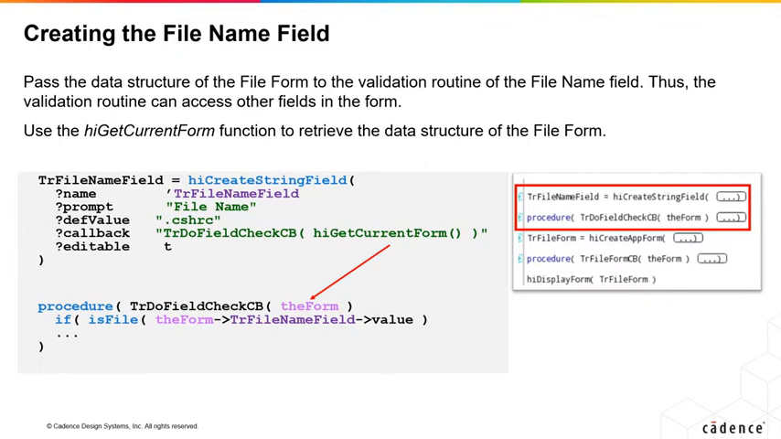We say HI get current form, and then the entire contents of the form is passed into our field check callback. And we see we're also going to be able to check that particular value that the user entered in the form using the syntax here, the form arrow tr file name field arrow value. That will actually go out to the form, grab the value of the field that the user entered, and return it to us. And then in this case, we're passing it into the isFile function, and we'll look in more detail here what happens depending on whether the file exists or not. But that's the summary of how this works as far as how the field check can actually access the entire form.